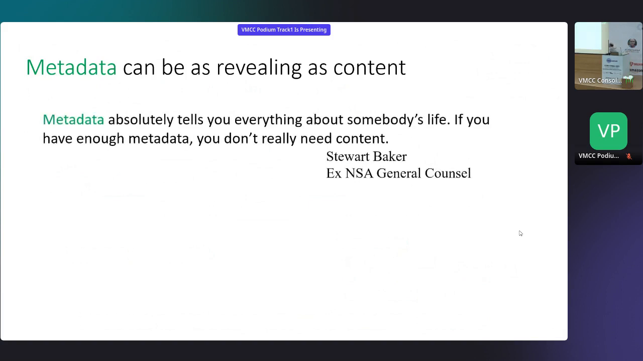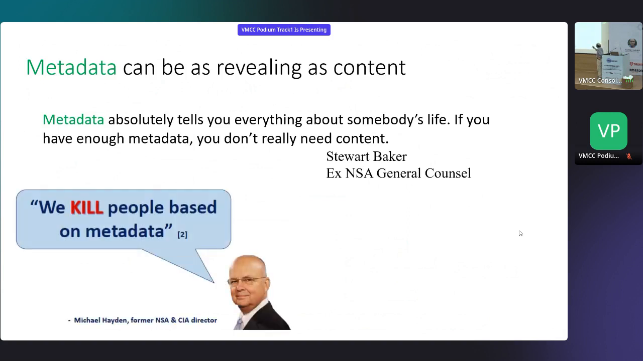And there's this horrible quote: we kill people based on metadata. This was the chief of the CIA who said this. So they are used really for, you know, drones when they go and shoot people.